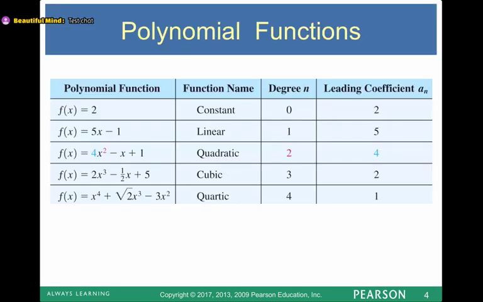So here are some examples of polynomial functions. The first one is a constant function. We say it has a degree of 0 because we can actually write this as x to the power of 0. A number to the power of 0 is 1, and then 1 times that number is itself. Let me see if I can go like this.